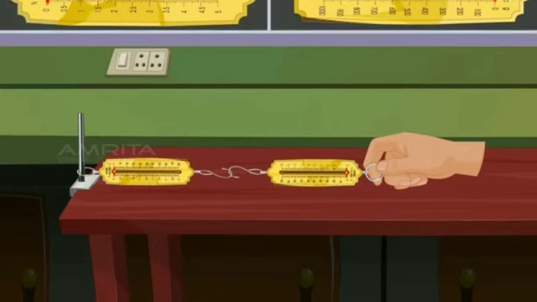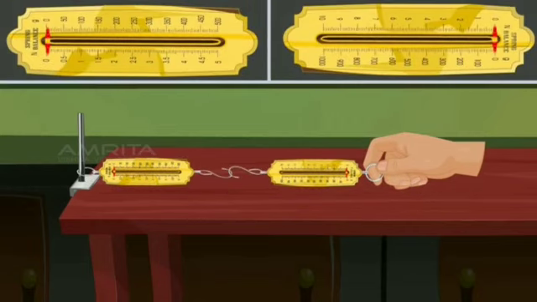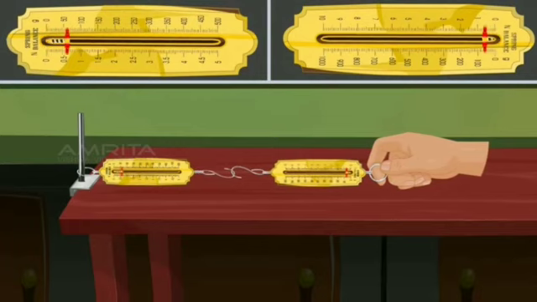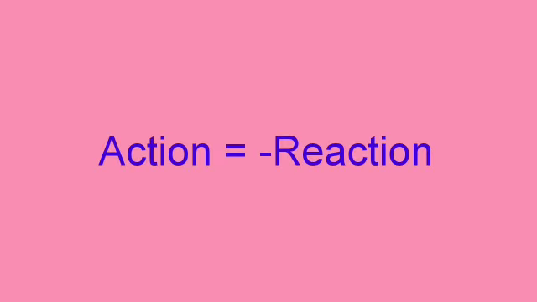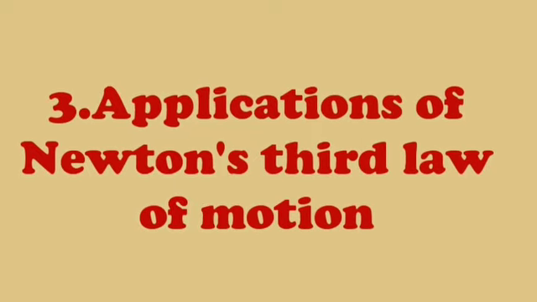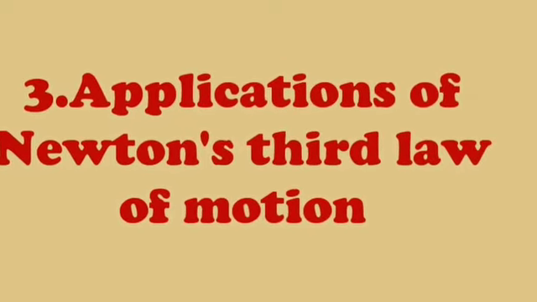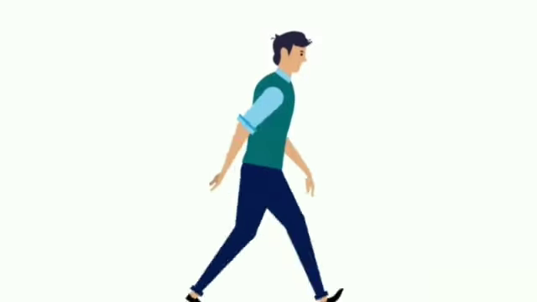Hold it horizontal to the table to view the reading on both balances. Apply force on the second balance. Note down the reading on both the spring balances. The force exerted by the second spring balance on the first, F21, is equal to the action. The force exerted by the first spring balance on the second, F12, is the reaction. So we can conclude that action is equal to minus reaction. Minus sign indicates opposite.